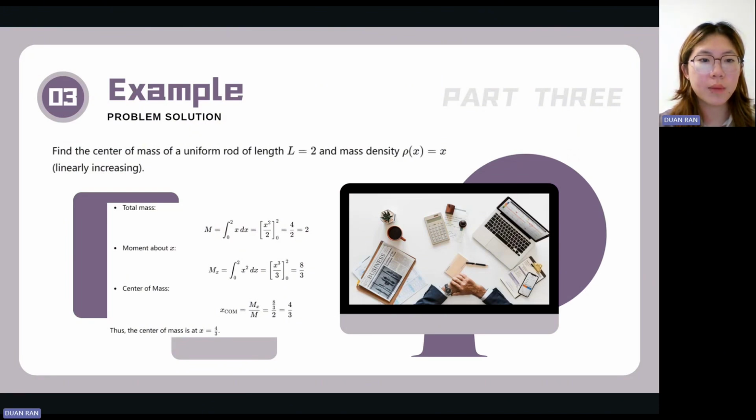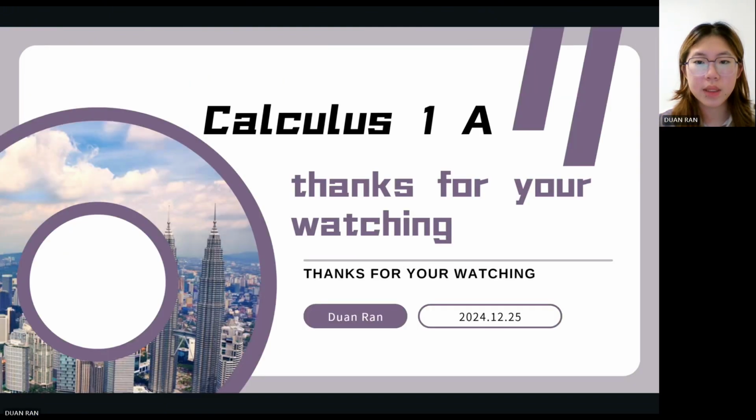Find the center of mass of a uniform rod of length L equals 2 and mass density ρ(x) equals x, linearly increasing. First, we can calculate the total mass, the moment about x, and the center of mass according to the formula. The center of mass is at x equals 3 quarters. That's all for my part.